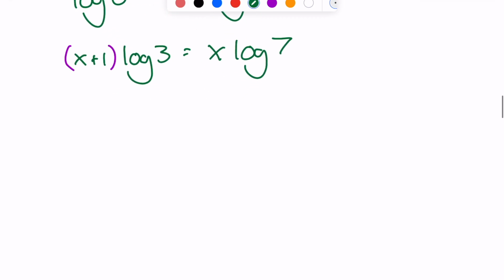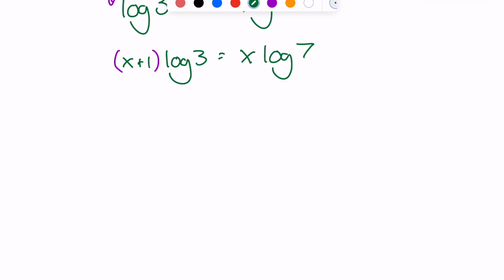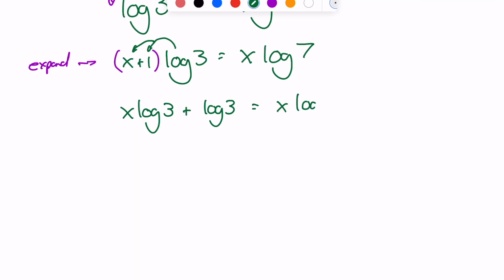So at this step right here, you could isolate for x by dividing out the log 3, right? The math will end up being a little more complicated. So I would recommend expanding first, okay? And when I say expand, take this log 3, which is just a number, and multiply that by the x plus 1. You're expanding into a binomial. So you'll get x log 3 plus log 3 when you expand that bracket. And that is equal to x log 7.